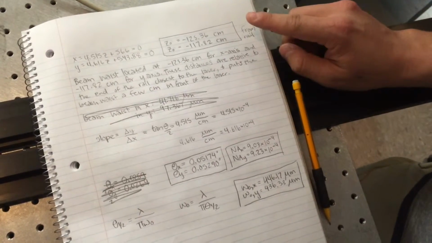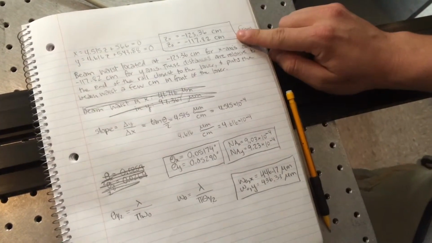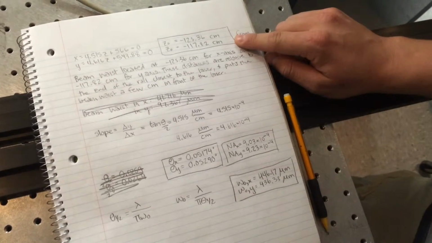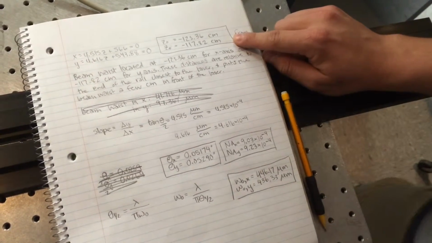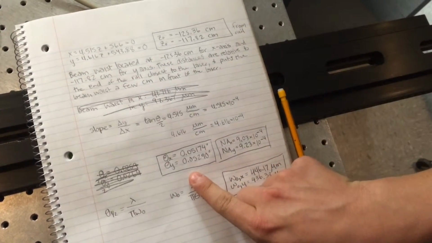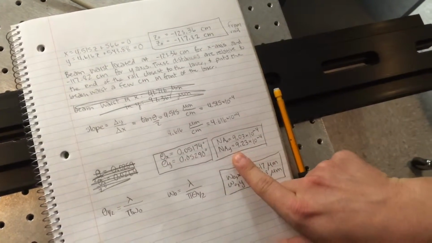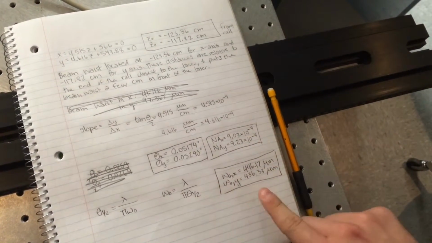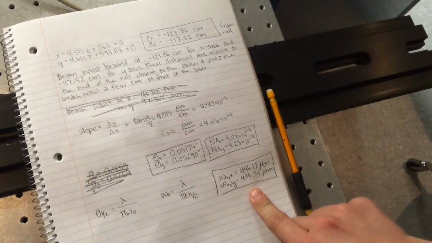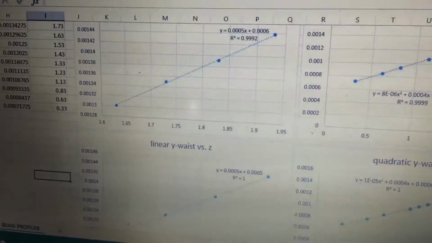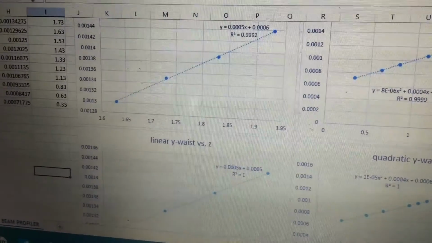We used our linear model to find the distance from the optical rail that our beam waist was, which puts it right in front of the laser. And then we used our slope to find the divergence angle, and the numerical aperture is shown here. And then we finally used that equation to find our beam waist size, which is about half of what the published diameter is. These are the linear models that we use. The top is X and the bottom is Y.